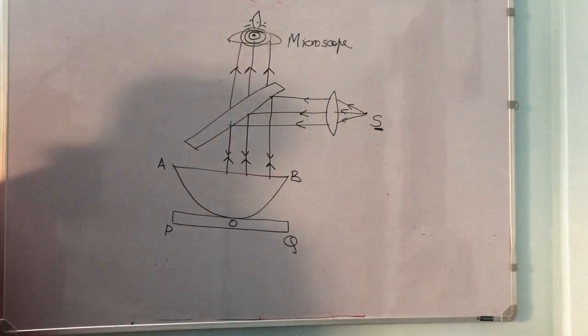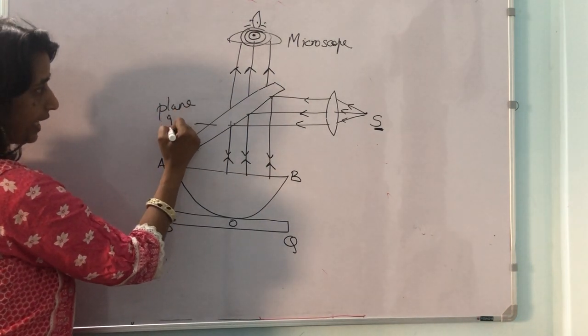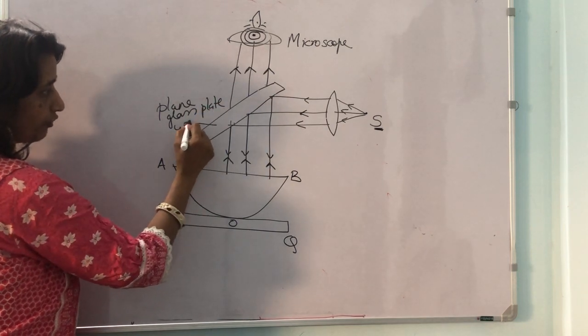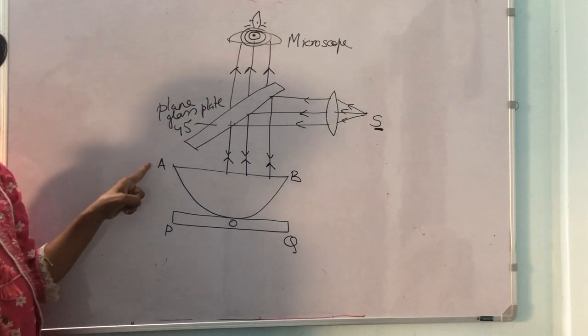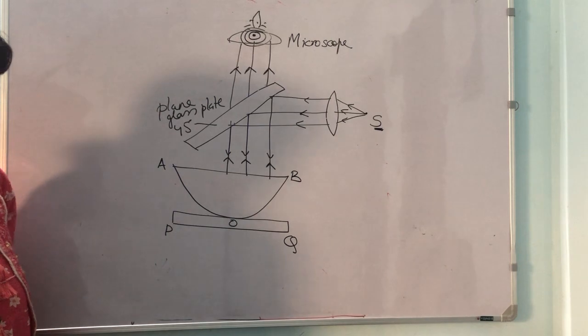Circular fringes are observed here. This plain glass plate is kept at an angle of 45 degrees from the horizontal. If this is not inclined at 45 degrees, the rays are not going to retrace their path.